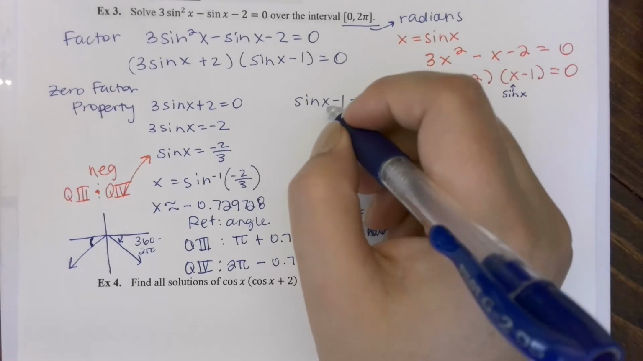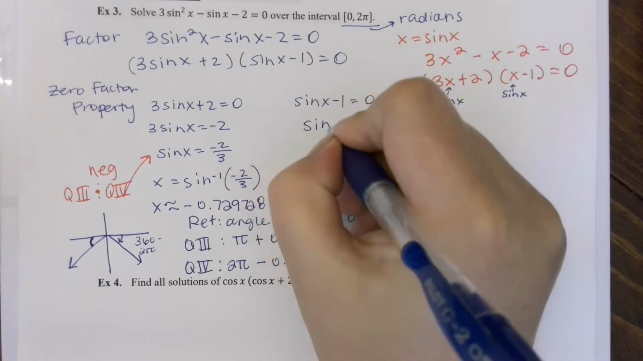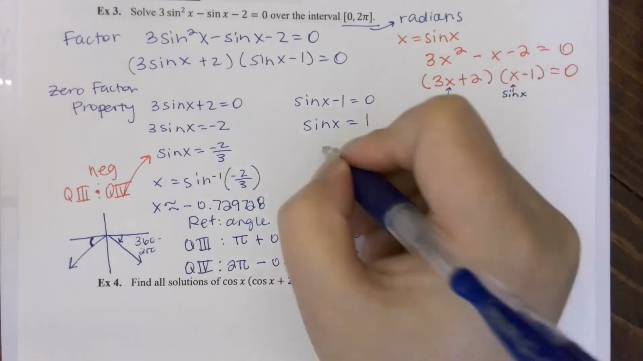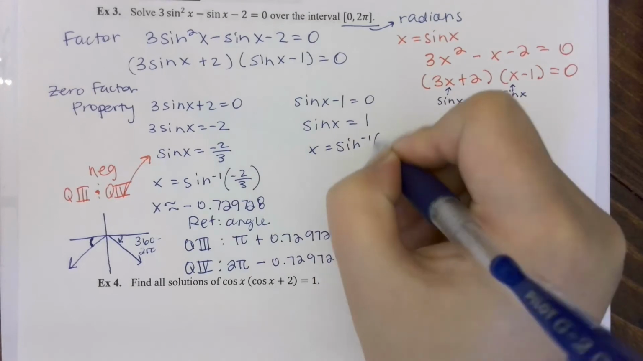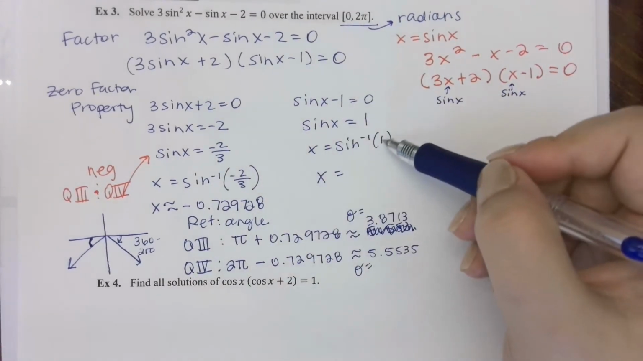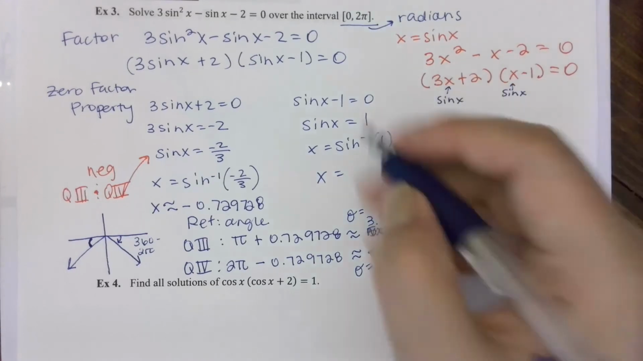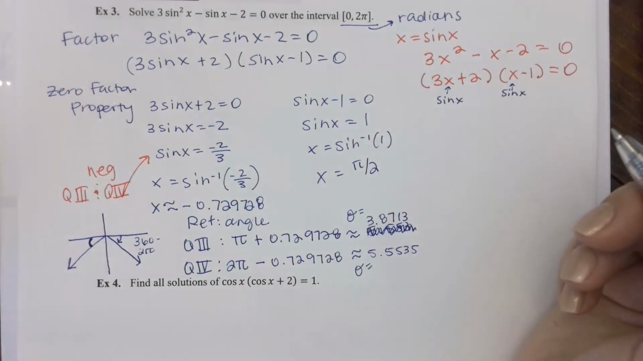Okay, now we want to solve for sine x minus 1 equals 0. So we have sine x equals 1, which is then x equals sine inverse of 1. Okay, so sine inverse of 1, this is in quadrant 1, so sine inverse of 1 is going to give me pi over 2.